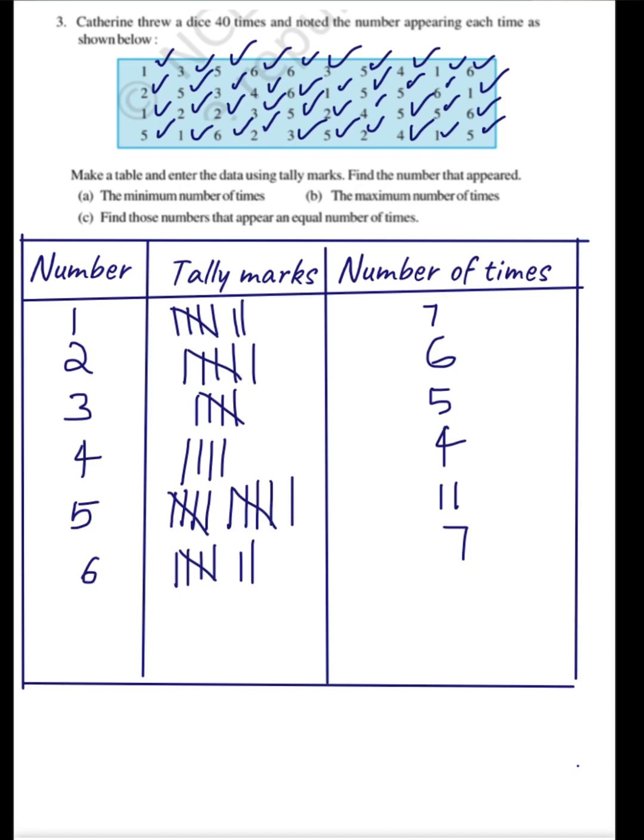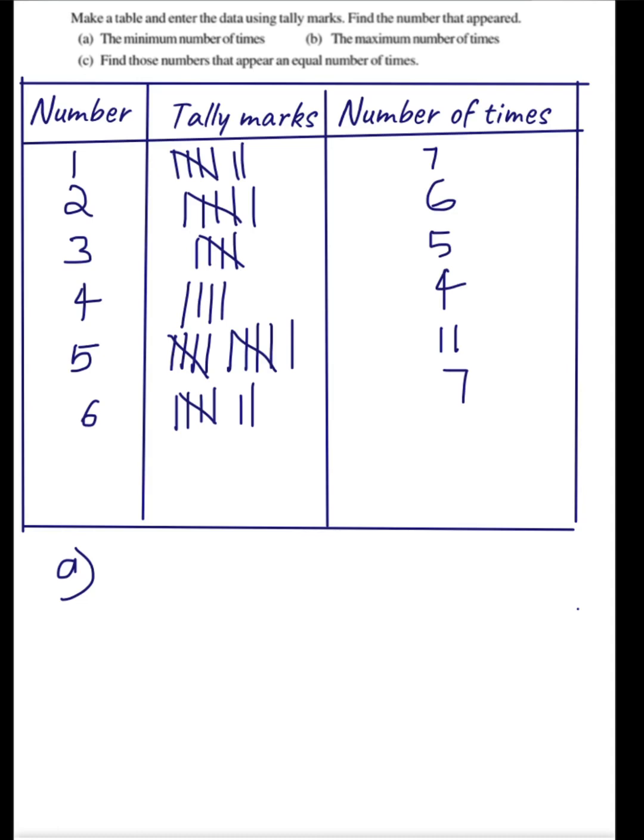Okay, so now we have made the table. Now the first question is what? The minimum number of times. You have to find the number that appeared minimum number of times.